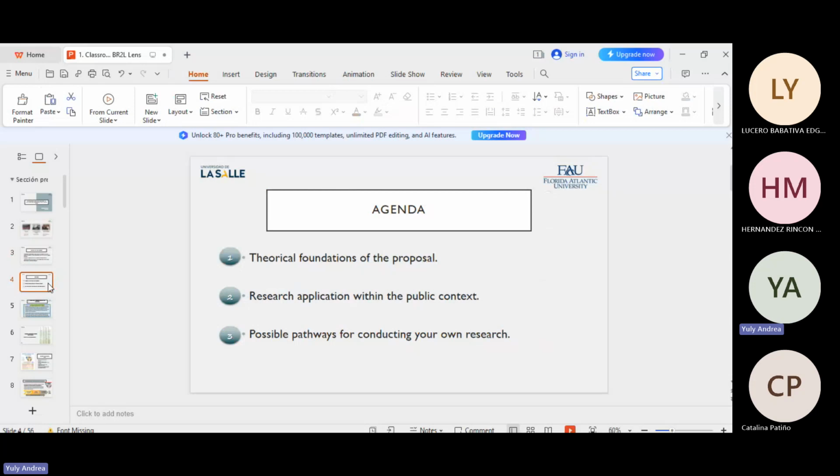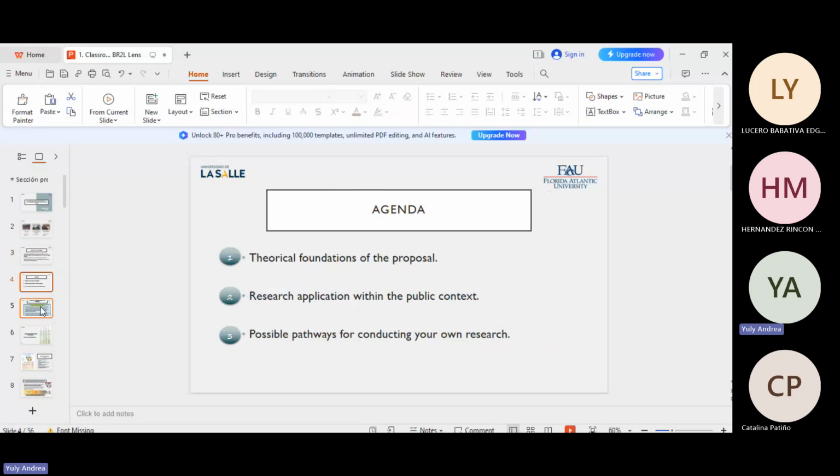After that, I will share with you some of the research application I have been working on with Dr. Ramirez, who is my mentor at Florida Atlantic University, and what I have done within the public context, particularly in the school where I'm working right now. Finally, I will suggest some possible pathways for conducting your own research. So there are some steps that I will share with you that you can take into account for conducting your own research.